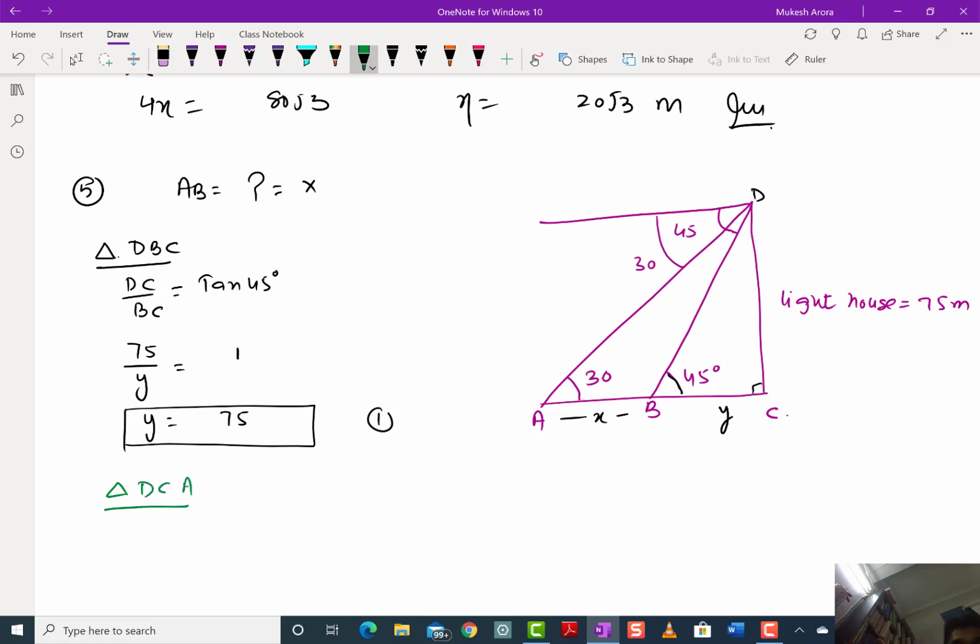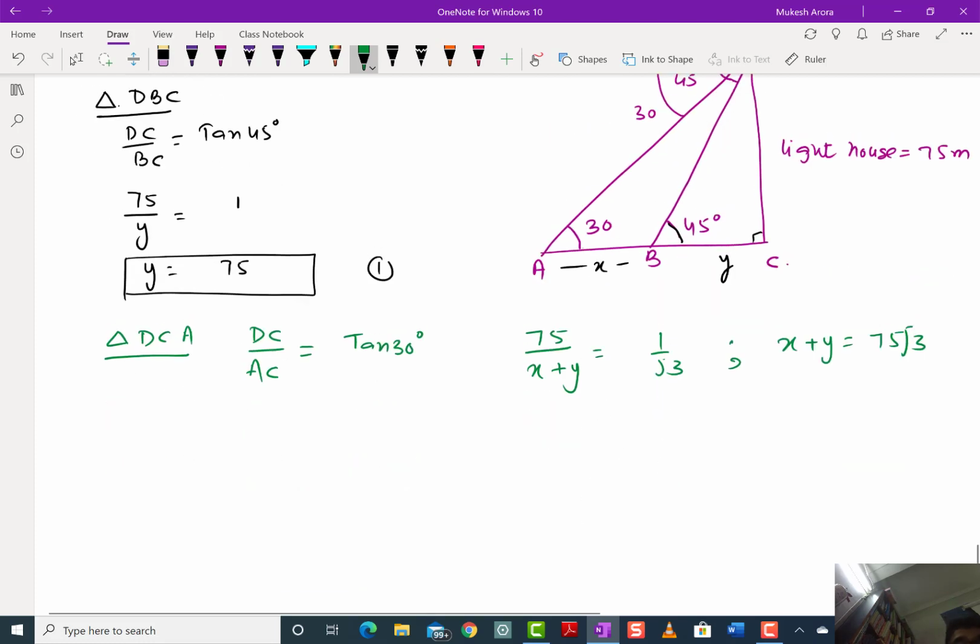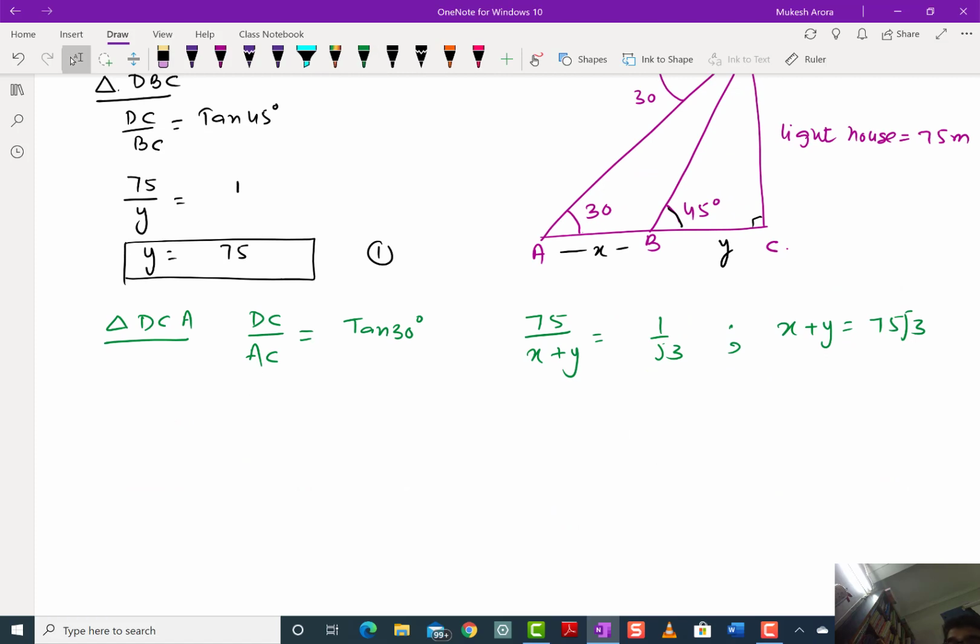Now we have to take triangle DCA. In DCA we'll write DC upon AC is equal to tangent 30. DC is 75, this is x plus y, it is 1 by root 3. So x plus y is equal to 75 root 3, and the value of y is given as 75. x plus 75 is equal to 75 root 3. x is equal to 75 root 3 minus 75, or 75 into root 3 minus 1. That will be our answer.